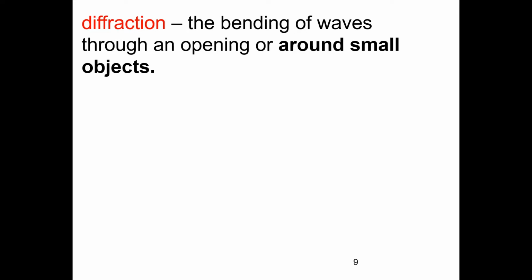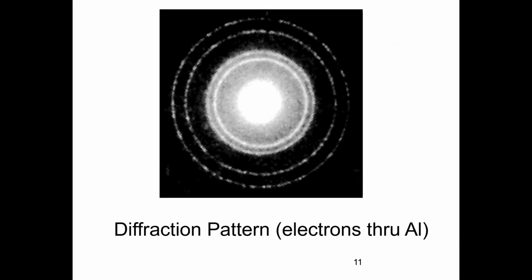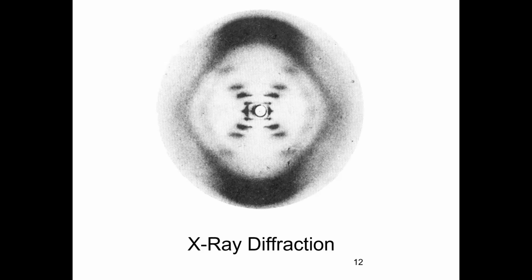Besides bending going through a small opening, diffraction also means light diffracts going around a small object, and we can see that diffraction pattern as light moves around the edges of this razor. Besides light, electrons also diffract. Here's electrons diffracting around a piece of aluminum. And also X-rays diffract. Here's a picture of X-ray diffraction used to visualize molecules.